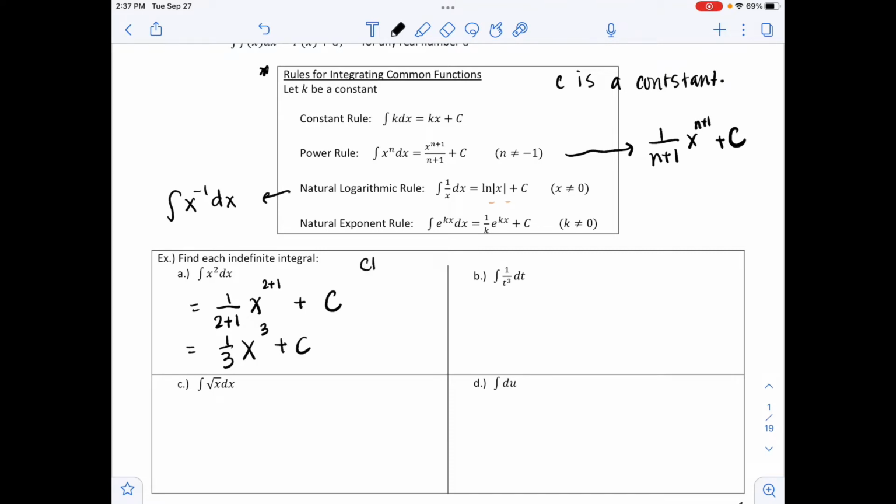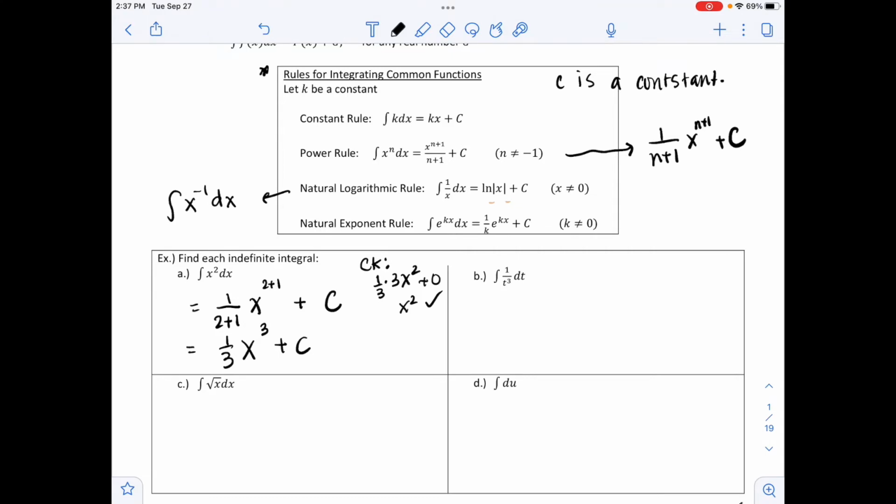And just so we know, we can check this by taking a derivative. And so we have 1/3 times 3x to the second plus 0. And that would simplify to just x to the second, so check.